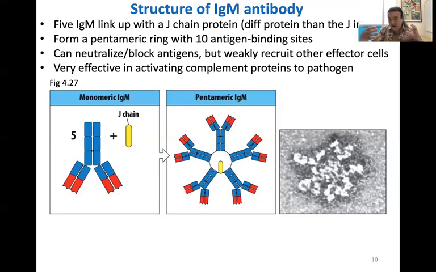Why? Because remember, the stem part of the Y-shaped molecule is the part that usually attracts other cells, right? In a pentameric IgM ring like this, those stems are all kind of hidden, right? But what it is really good at is it can bind and cover the surface of a pathogen, and it can recruit complement proteins, right?